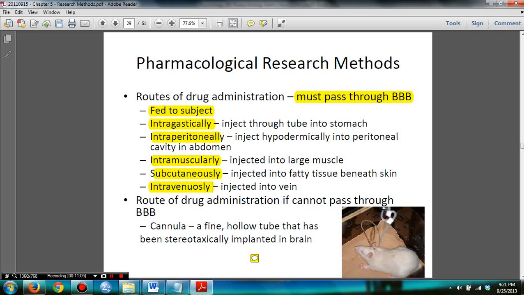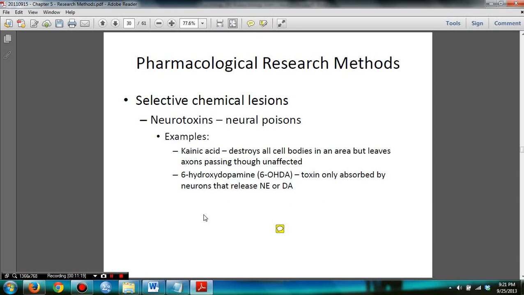And if it cannot pass the blood-brain barrier, you would use a cannula. A cannula is a fine hollow tube that has been stereotaxically implanted in the brain. And now we're talking about selective chemical lesions, and it is important to know neurotoxins. That's going to be on the exam.